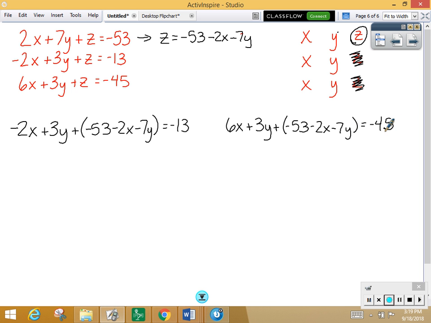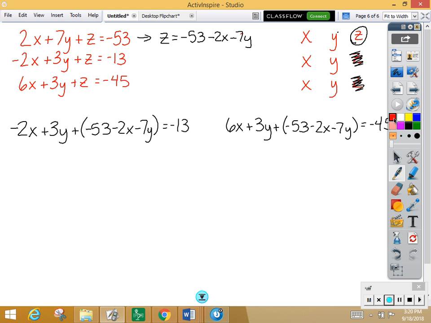So you can see that I now have a second equation right here and a third equation right here, and neither one of those equations has a z anymore. And I can see that up here in my chart. I've scratched out the z in the second and third equation just to keep track of what I'm doing. The next thing I'm going to do is simplify both of these equations.